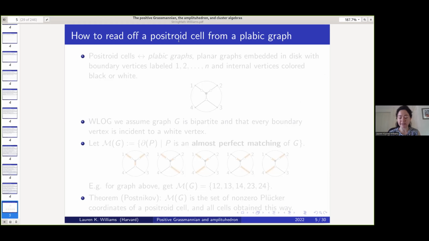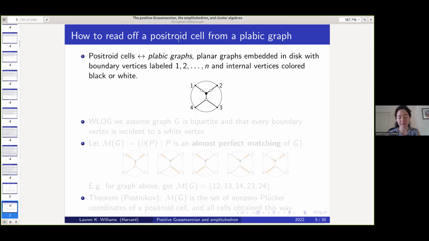And these cells can be understood very beautifully from certain bipartite graphs. So positroid cells correspond to what are called Plabic graphs. These are planar graphs embedded in a disk. Boundary vertices are labeled 1 through N, and internal vertices are black or white. Without loss of generality, we can assume the graph is bipartite and that every boundary vertex is incident to a white vertex. And so now I want to explain how you can read off a positroid cell from such a graph. And we do that just using perfect matchings.